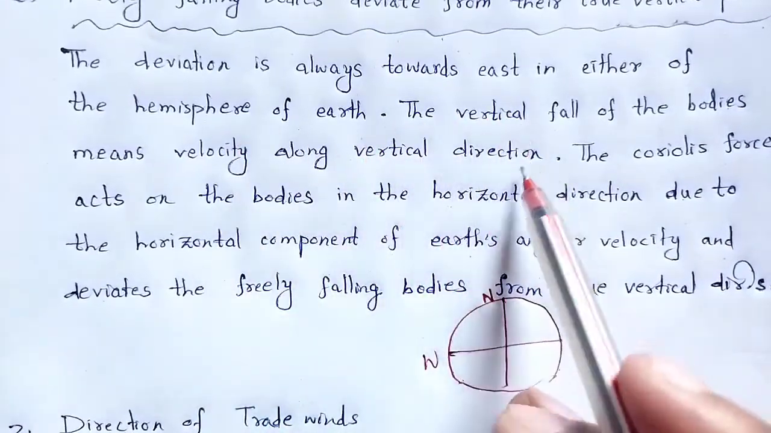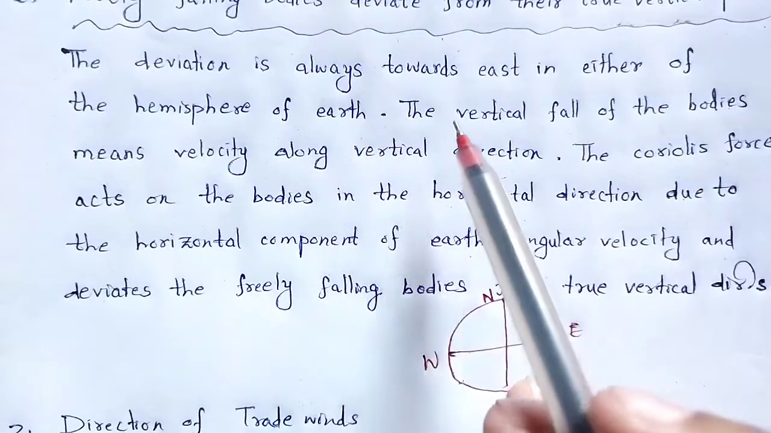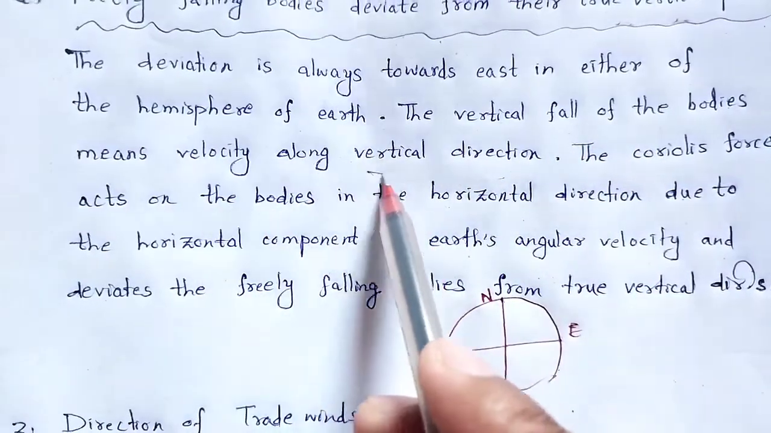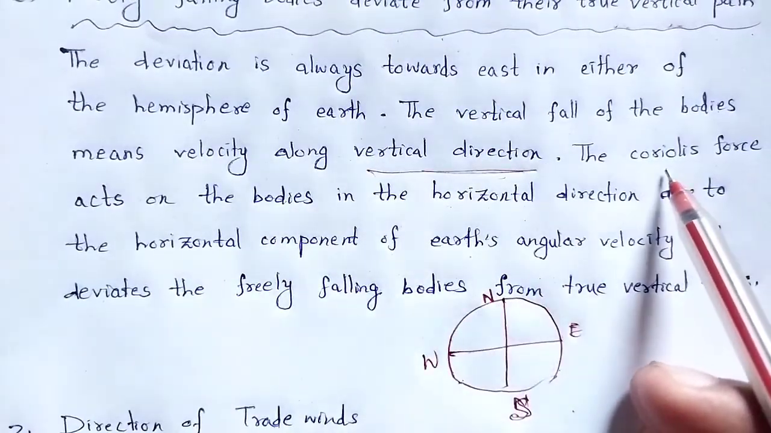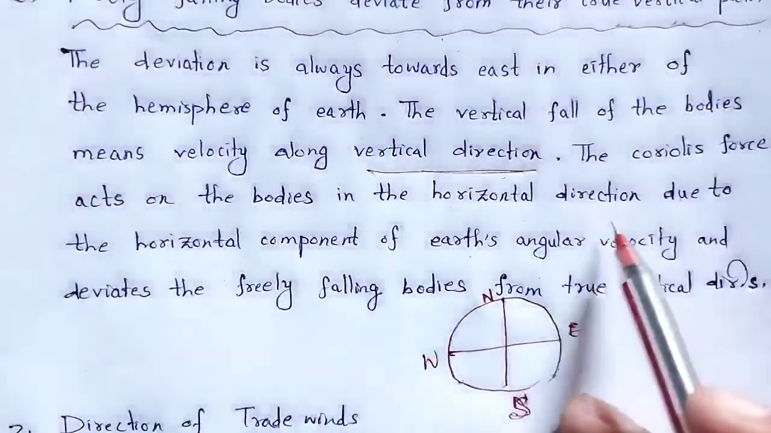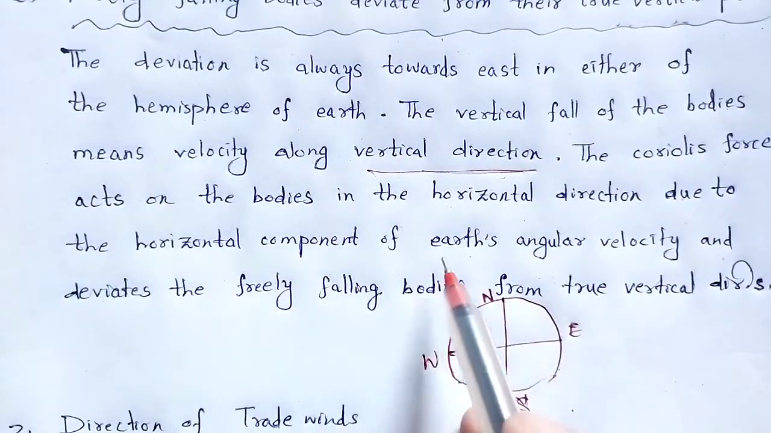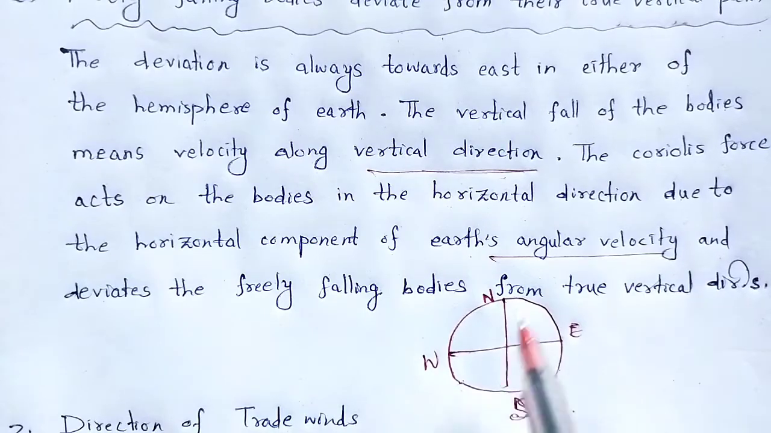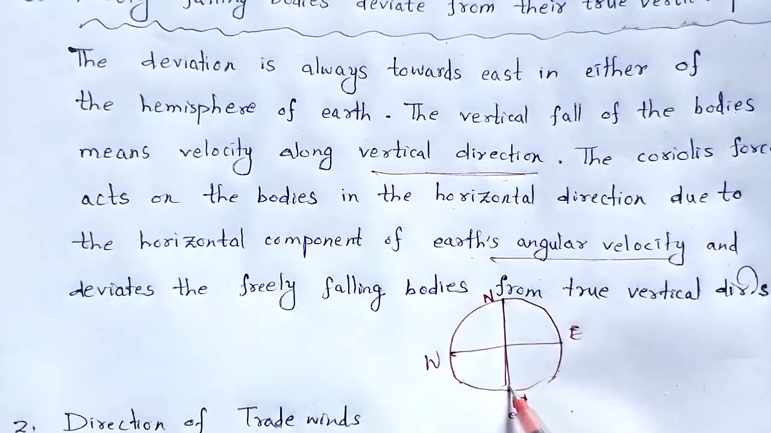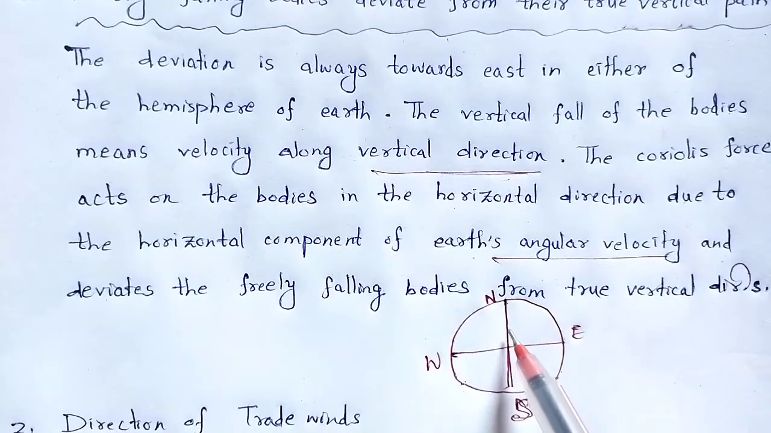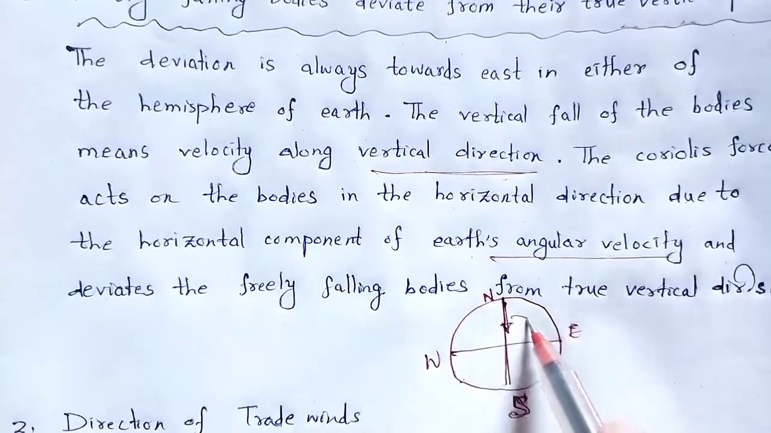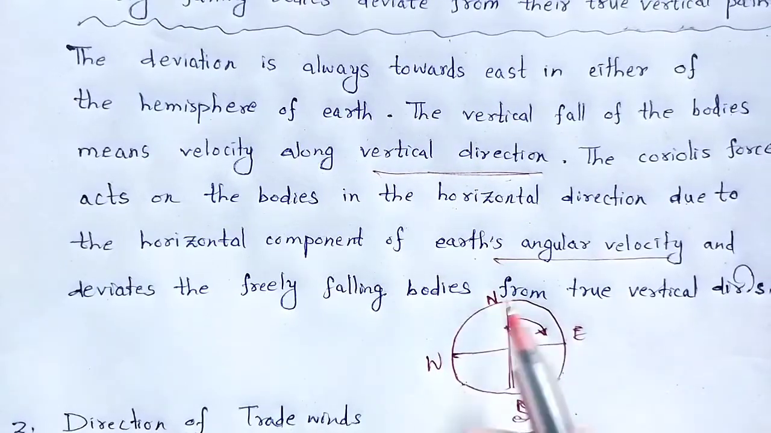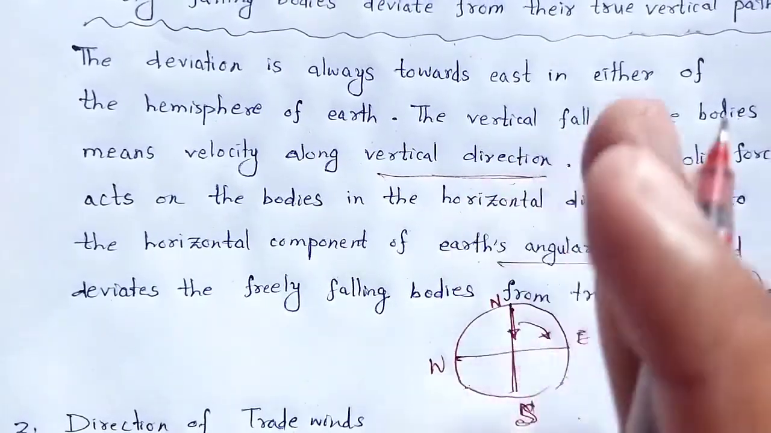The deviation is always towards east in either of the hemispheres of the earth. The vertical fall of the bodies means the velocity along the vertical direction. The Coriolis force acts on the bodies in the horizontal direction due to the horizontal component of the earth's angular velocity and deviates the freely falling bodies from the true vertical direction. When a body is freely falling, it deviates from the true vertical path, either left or right according to the hemisphere, due to the Coriolis force of our earth.